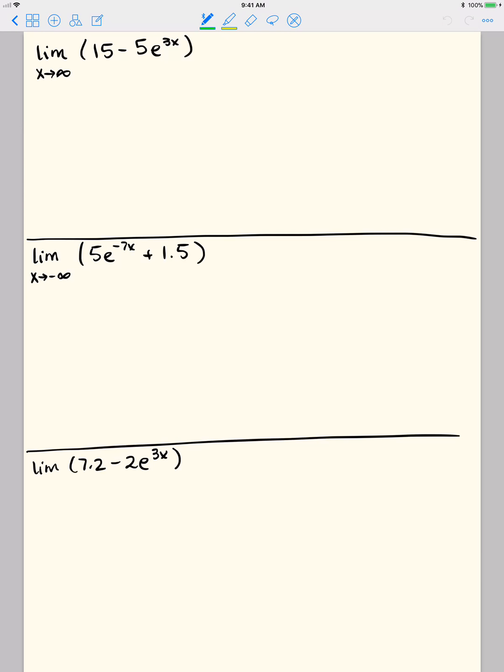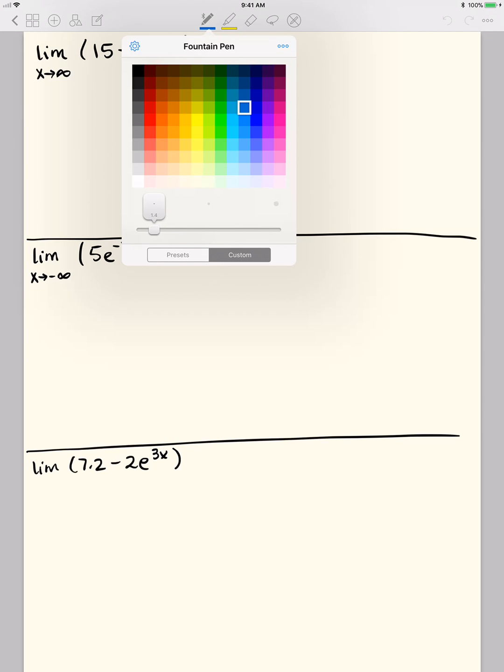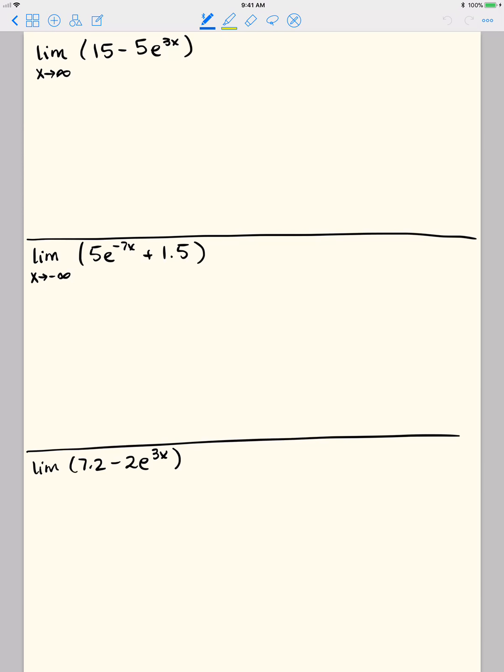Okay, just a few more. Here we have one where we're looking at the limit as x goes to infinity of 15 minus 5e to the 3x. So this 15 out front is going to make it a little shifted. And the fact that we're subtracting 5e to the 3x is going to take what would potentially be a growth function, and it's going to reflect it and make it look like a decay function. But here, the e to the 3x is a growth function. It's a continuous growth of a whole lot, 300% actually, because there's no decimal on it.